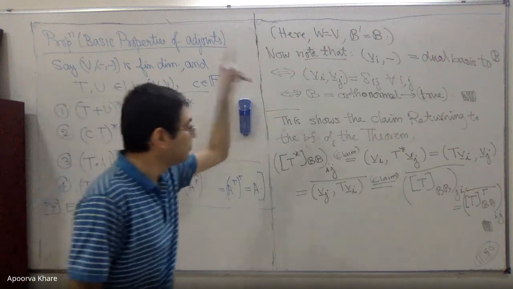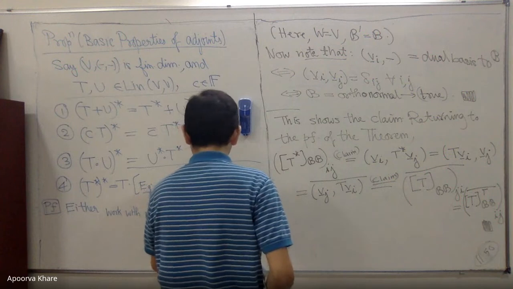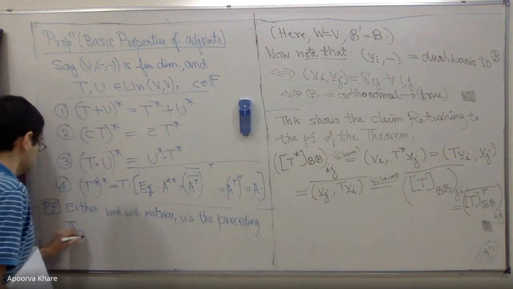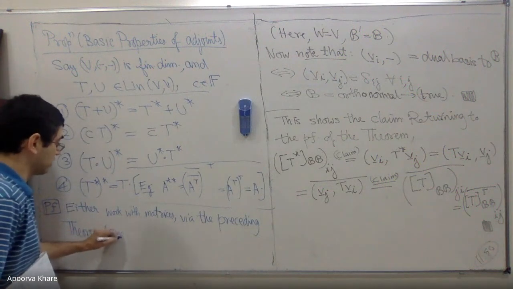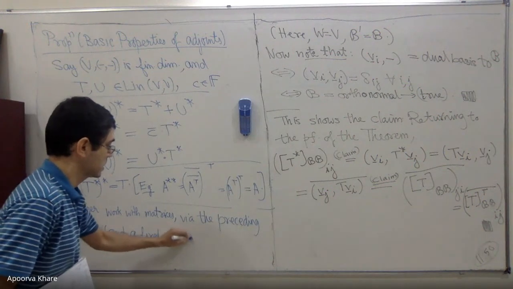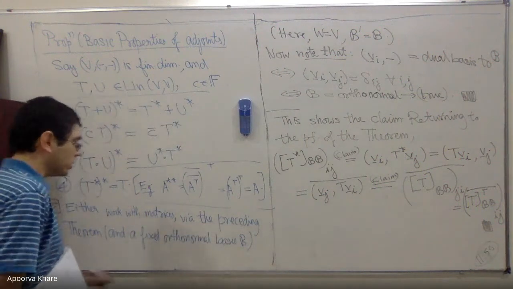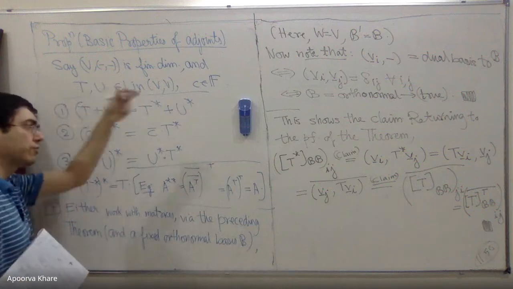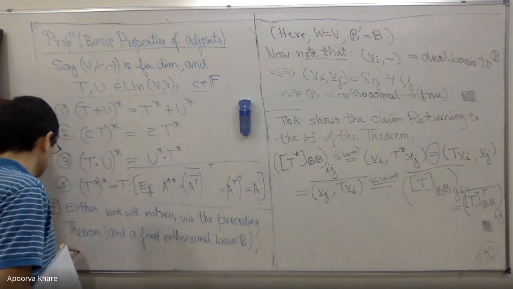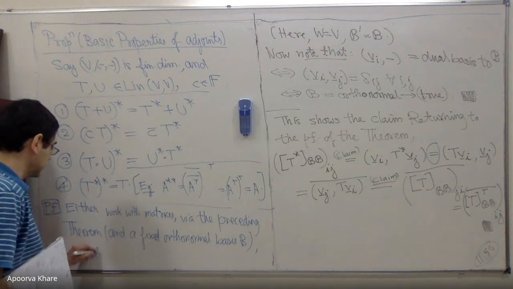How do you work with matrices? Because of the proposition, because of the preceding theorem and a fixed orthonormal basis, obviously. Or you can work directly and prove it using the defining property of the inner product.